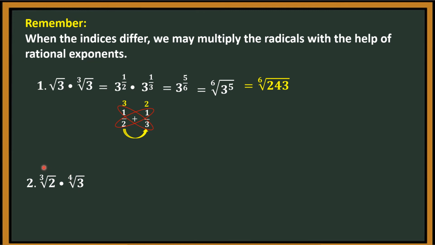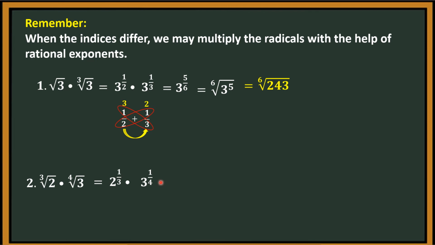Next, cube root of 2 times 4th root of 3. So, as you can see, they are different in indices. The index of this is 3. The other one is 4. So, we're going to change that into rational exponents para masimplify. So, that is 2 raised to 1/3. Ang exponent kasi ng 2 dito ay 1 and the index is 3. That is why we have here 1/3. And then, the other one is 3 raised to 1/4. Because the exponent of 3 here is 1, so that is why we have here 1 in the numerator and then 4 sa index. So, that will be the denominator.